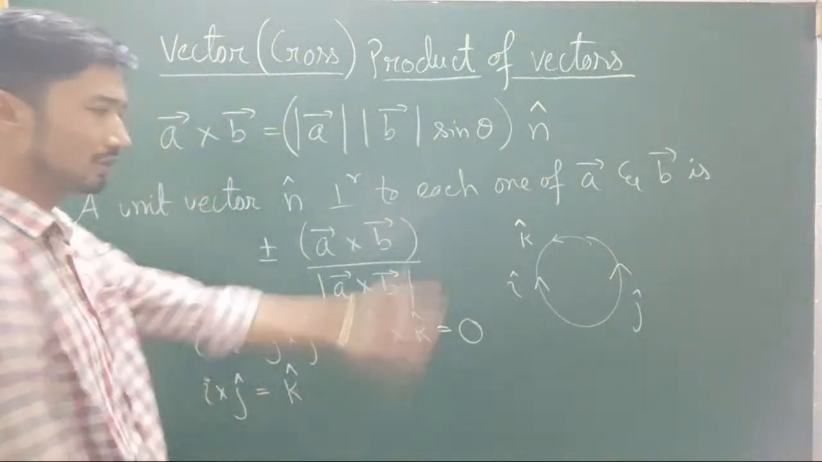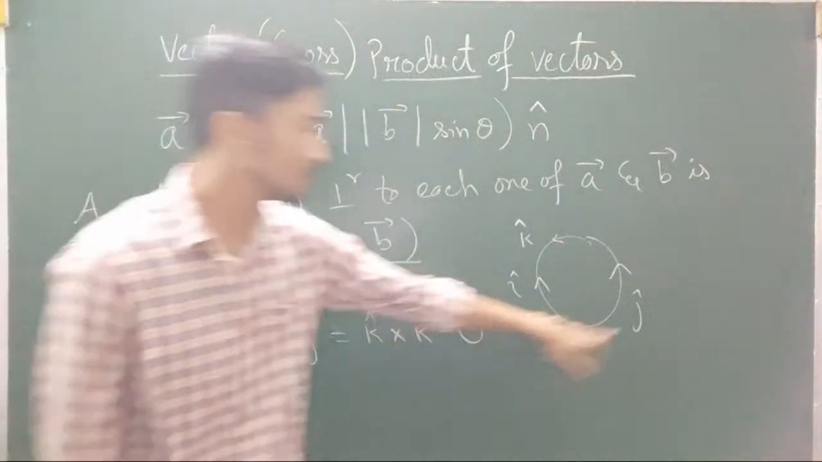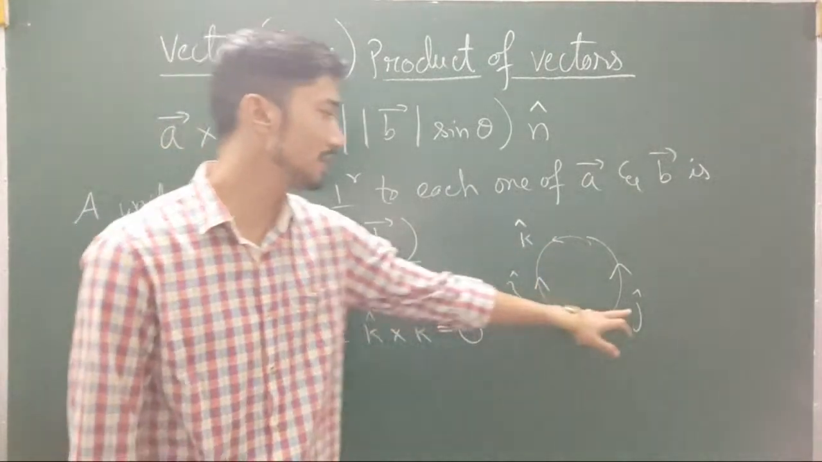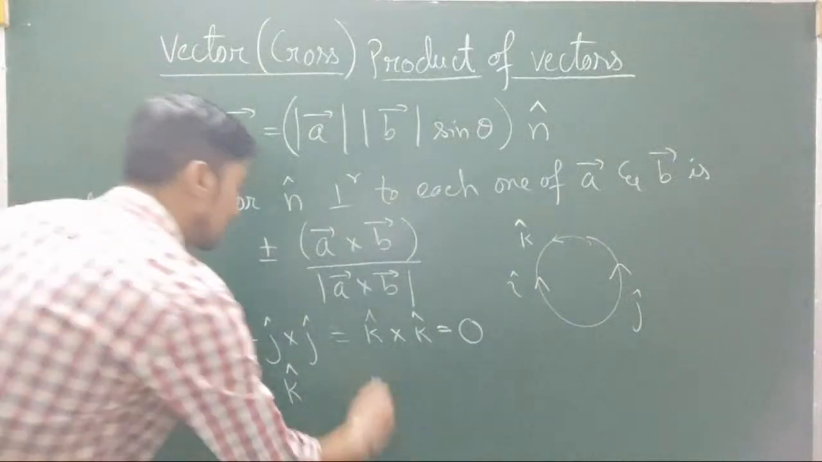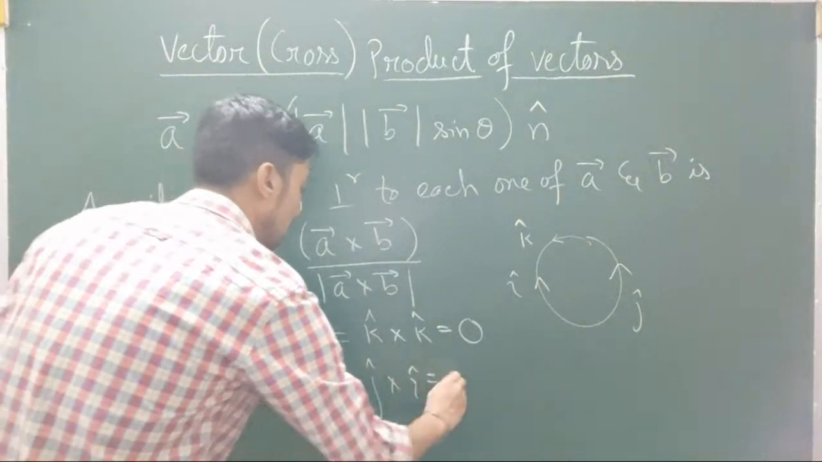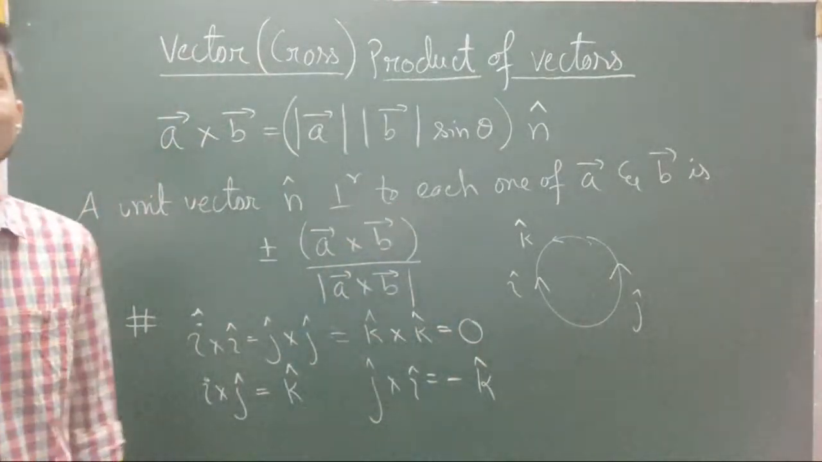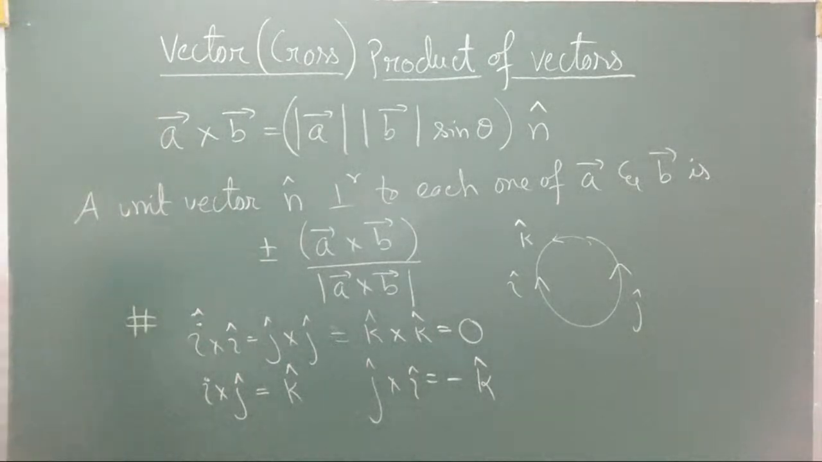Similarly, I'm not going to write down all of it because it's already given to you. I cross j will be k, j cross k would be i, k cross i would be j. But if you go in reverse, then j cross i, the direction would change, inwards and outwards, and it would be minus k. So these are some concepts on vector cross product.